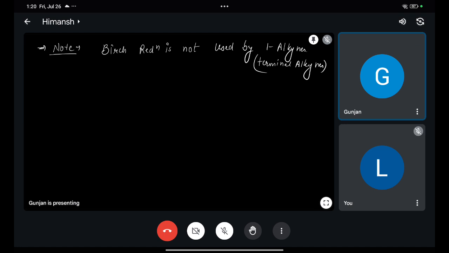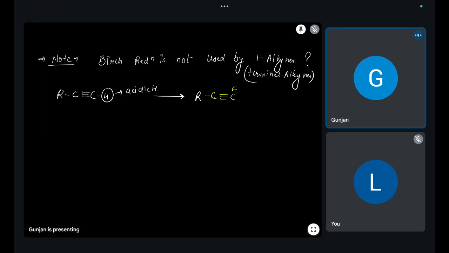Now the question is why? See, in terminal alkynes, this hydrogen is acidic hydrogen because it is having an sp carbon. Acidic hydrogen because this carbon is sp hybridized, right? sp hybridized has 50% s character, which is making it electronegative. Got it, Himansh?